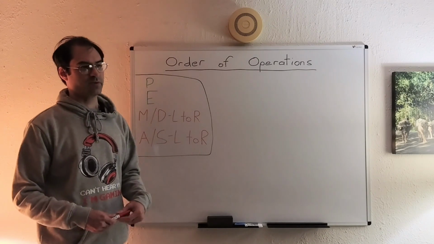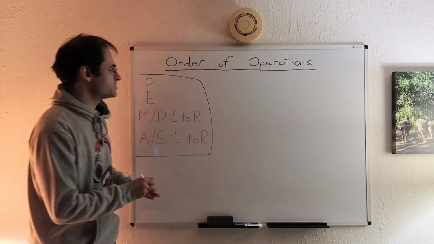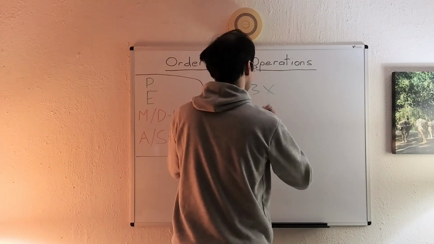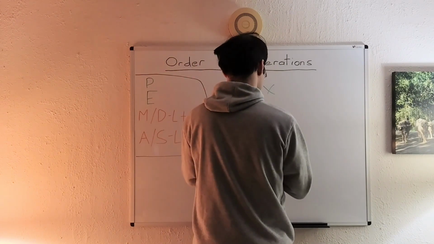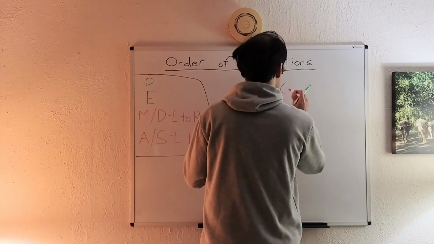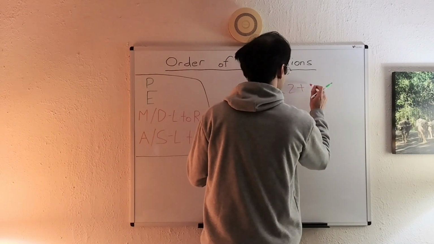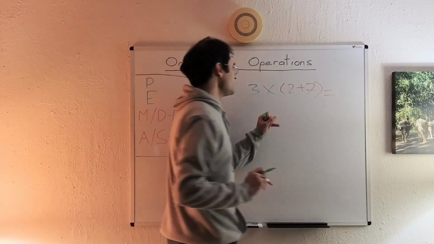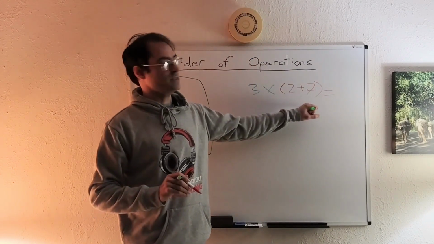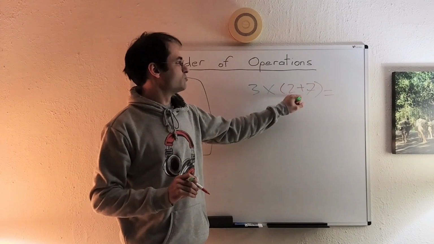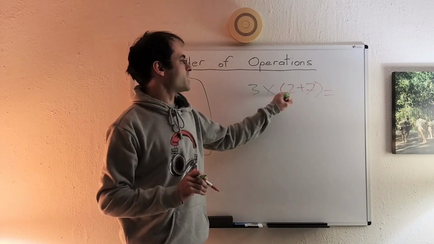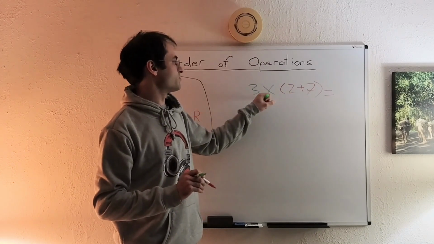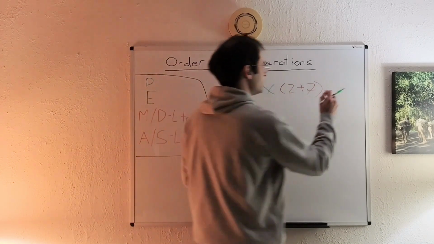So parentheses comes before everything, because if we have, say, 3 multiplied by (2 + 7). These brackets here mean these two terms are grouped together, the 2 and the 7. So it's 3 multiplied by everything that comes inside the brackets. So that would be just 9, and 3 times 9 is 27.